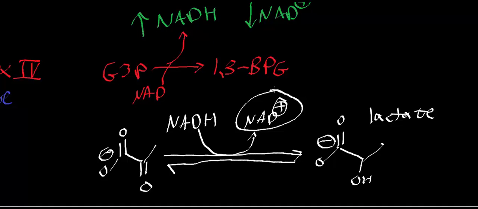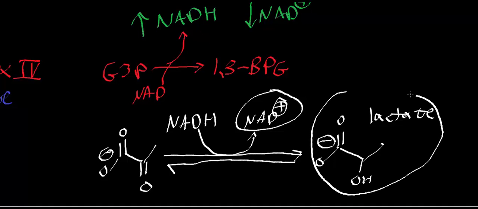So what ends up happening is lactate ends up being produced, and lactate is a waste product. It's a metabolic dead end, and in general, there's no place for it to go unless you can fix the problem. And if NAD starts to regenerate, then you start running glycolysis again.